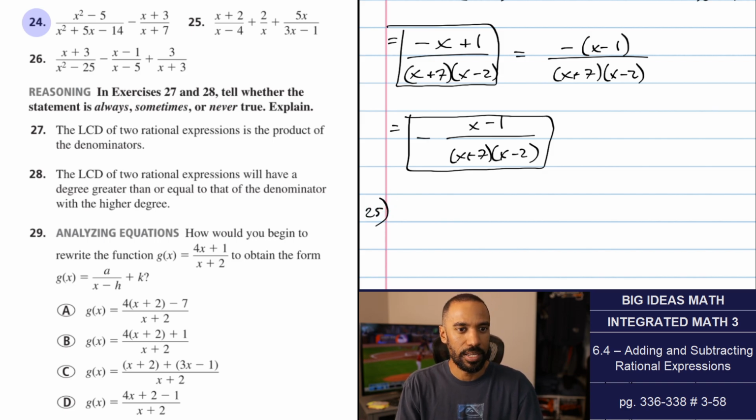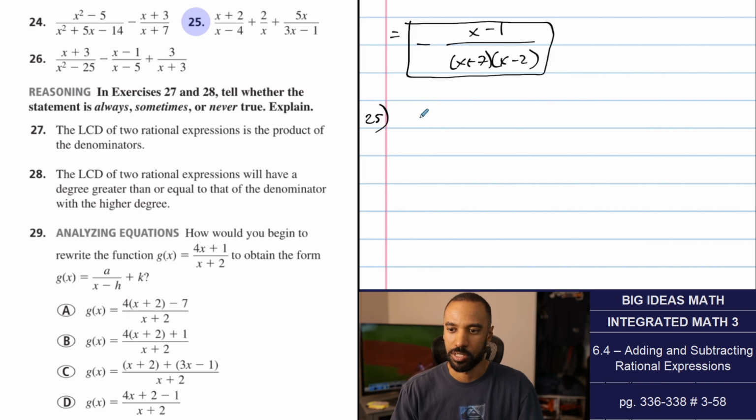All right, 25 and 26 have the daring effort of finding a least common denominator among 3 fractions. 3 rational terms.